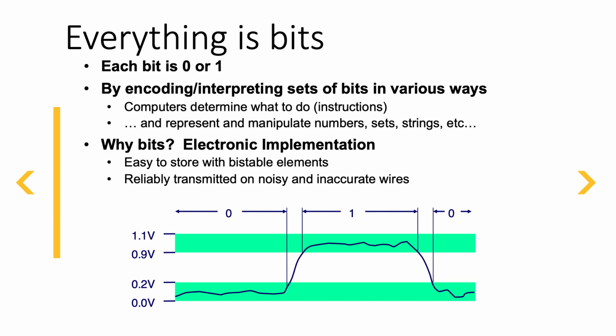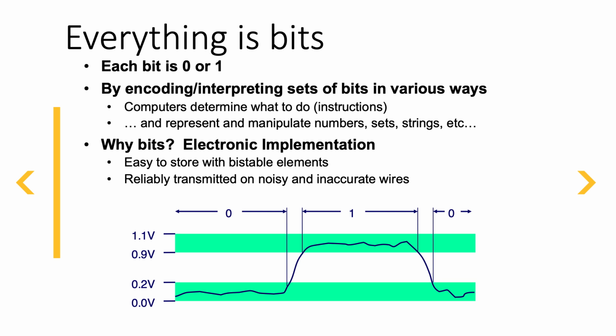So why bits? Why are we using zeros and ones? Why not use decimal? Why not use something else? Well, because a computer system is going to be implemented electronically, and it's easy to store zeros and ones with what are called bistable elements. We can also reliably transmit these, often referred to as logic levels, off or on, 0 or 1, on noisy and inaccurate wires.